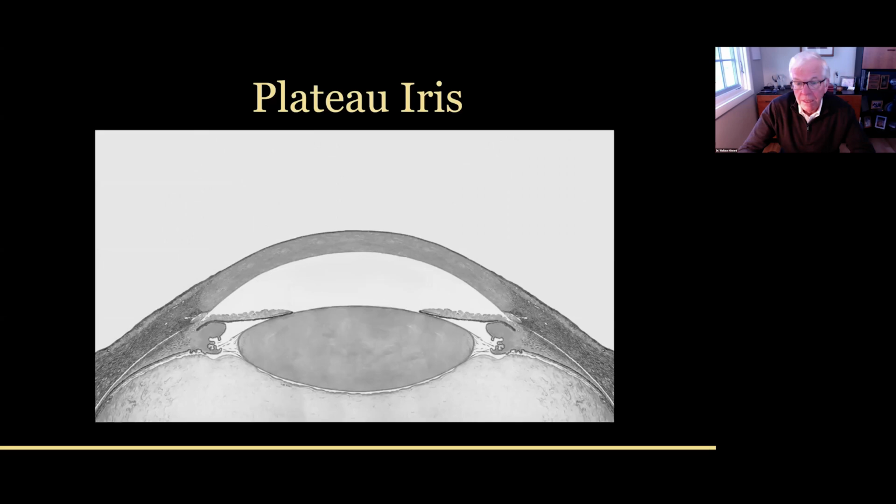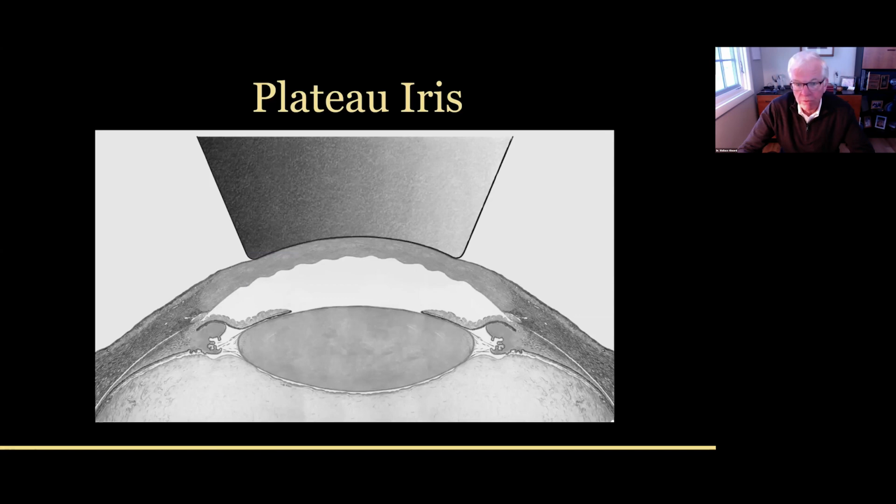And what do we see when we indent? You can imagine that you've got this ciliary body holding everything up here, and the lens holding everything up here. If you just push down on the iris, it would drape over the lens and drape over the ciliary body and give you this sort of sine wave or double hump pattern. So if you indent, and instead of the iris just going back like this, the iris has this ridge or lump in the periphery, then you should be thinking plateau iris.